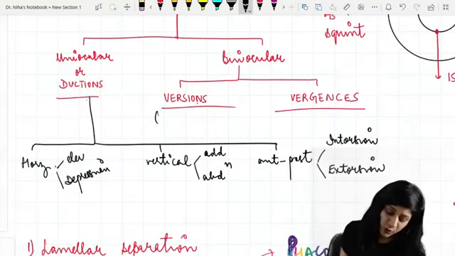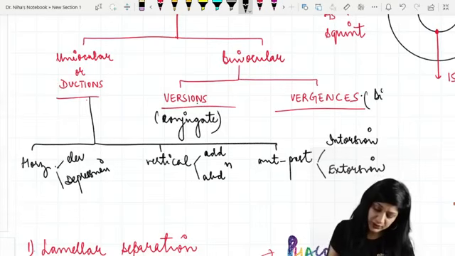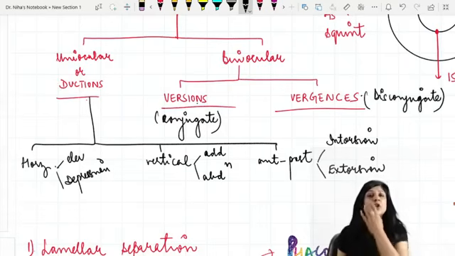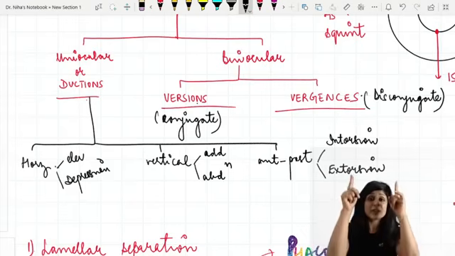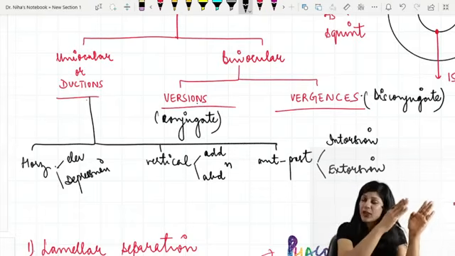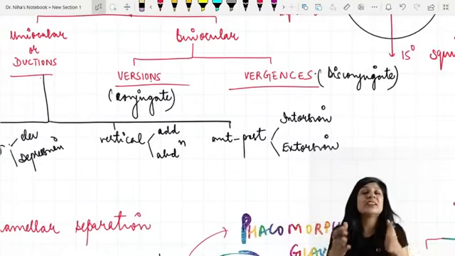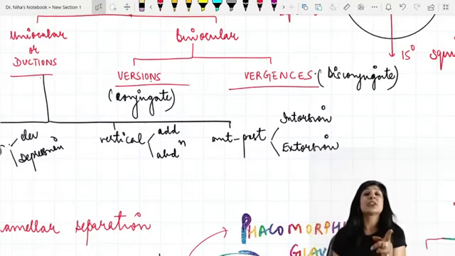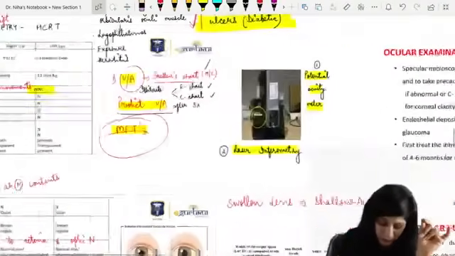Then we have to check the conjugate movements in the patient, conjugate movements. And then you have to check the vergences. This is your disconjugate movement. So it is important that you are checking everything. In conjugate movements it can be dextroversion, levoversion, supraversion, infraversion, dextro elevation, dextro depression, levo elevation, levo depression. Then in vergences, convergence and divergence. In all the movements you have to see whether or not any of the extraocular muscles is involved. So you have to check for this.